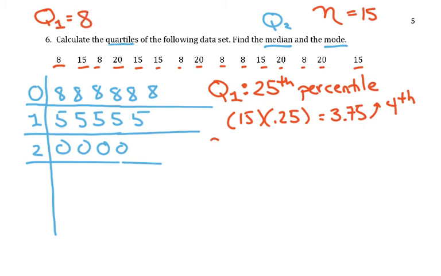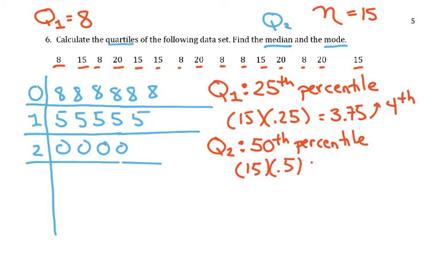Now let's find Q2. That's the median, which is the 50th percentile. So we take 15, multiply it by 0.5, and pretty sure that's 7.5, but let's make sure. Yep. What does that mean? Use the 8th observation. If it's not a whole number, you round up. So what is the 8th observation? 1, 2, 3, 4, 5, 6, 7, 8. 15.